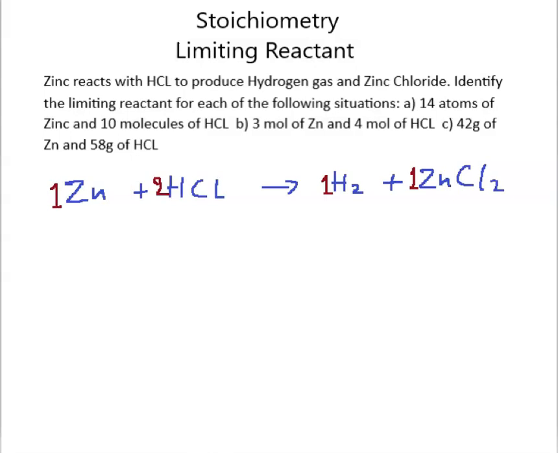Okay, so let's begin with the first part, A. So there are 14 atoms for zinc. Let's write zinc 14 versus HCl 10. Let me reduce the thickness for this. Okay, so the coefficient here is 1 and 2 right here.